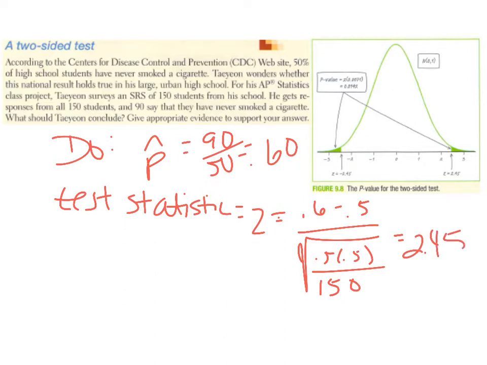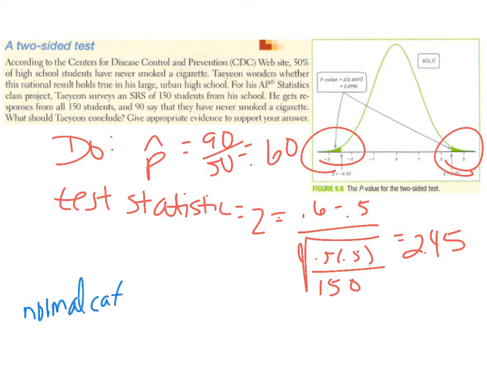Well, I didn't say greater than or less than, so I need both tails. I need the probability that z is less than negative 2.45, and I need the probability that z is greater than 2.45. So when I find that p-value, I need to go ahead and double it. If I put this in my calculator under normal CDF, I can put it under either side. Let's go ahead and do the lower being 2.45, so my upper is a really giant number.